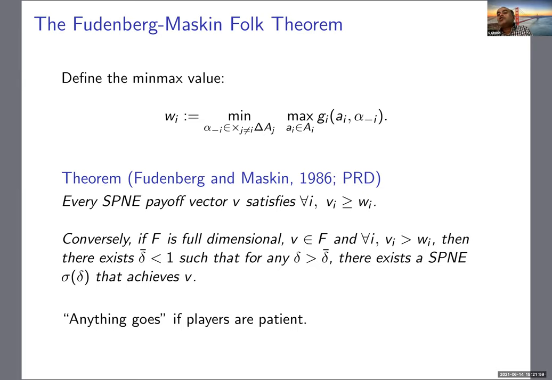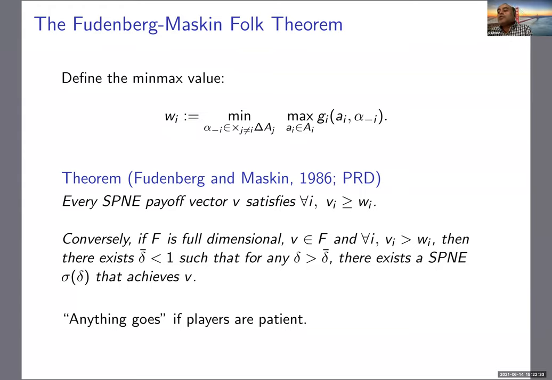But now suppose there is one J who has to mix over two pure actions in order to punish I. Okay, this is quite common. Then what's going to happen is we need to adjust the continuation payoff of player J, the person who carried out the punishment, to make sure that during the punishment phase, J is actually indifferent over the actions in the support, and J will actually randomize over those pure actions.